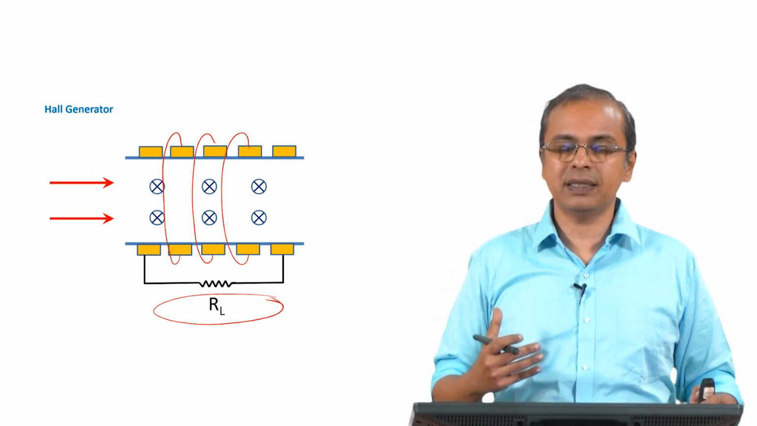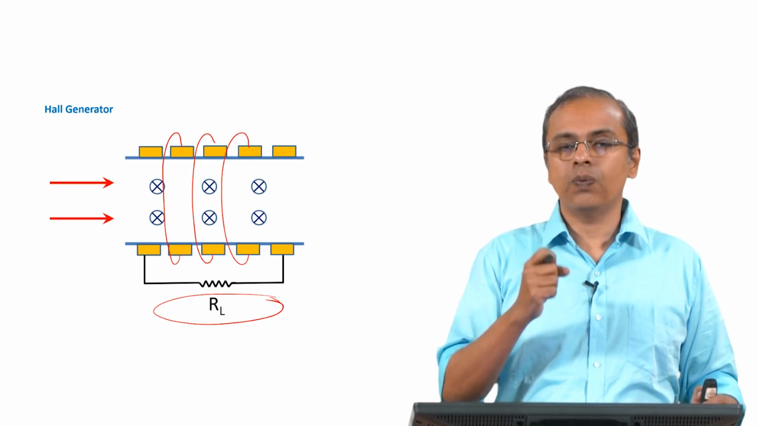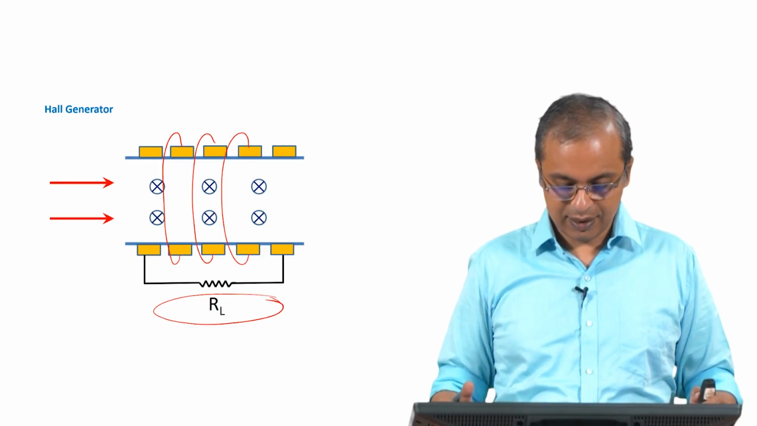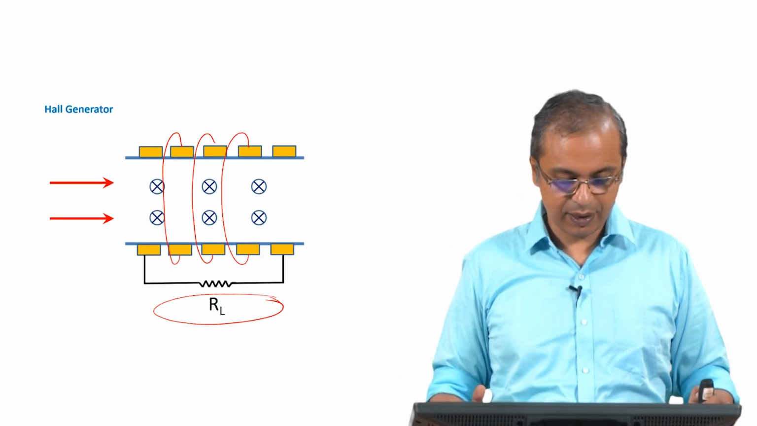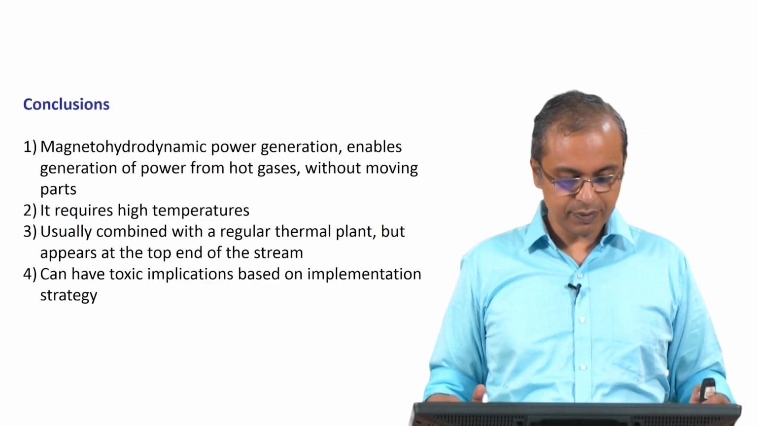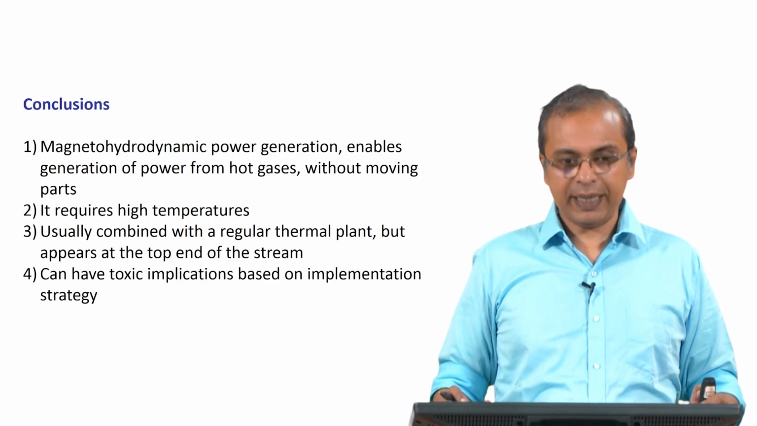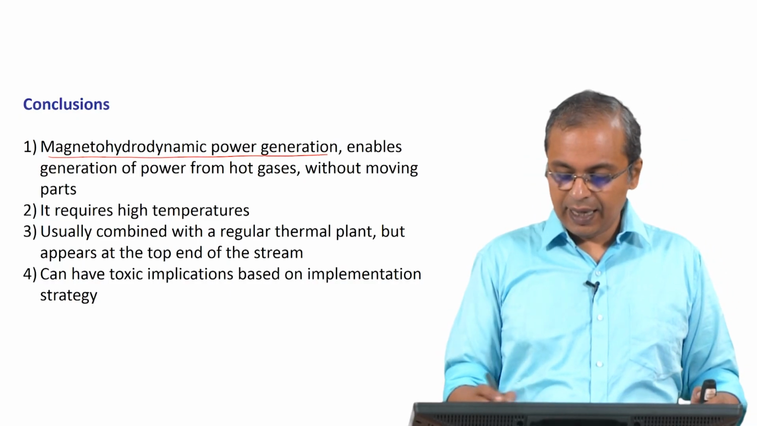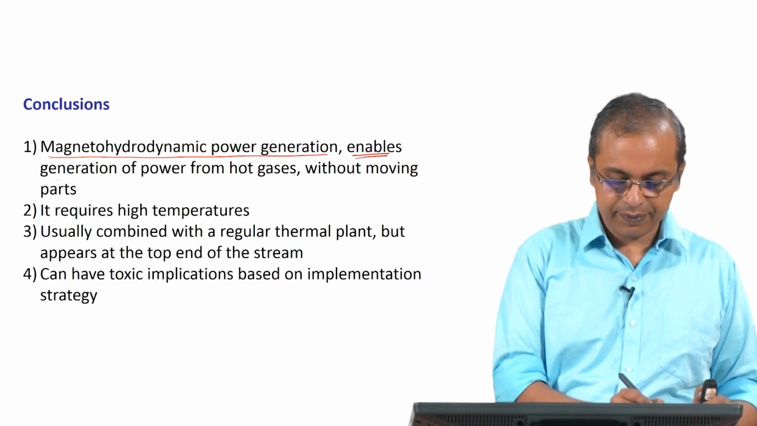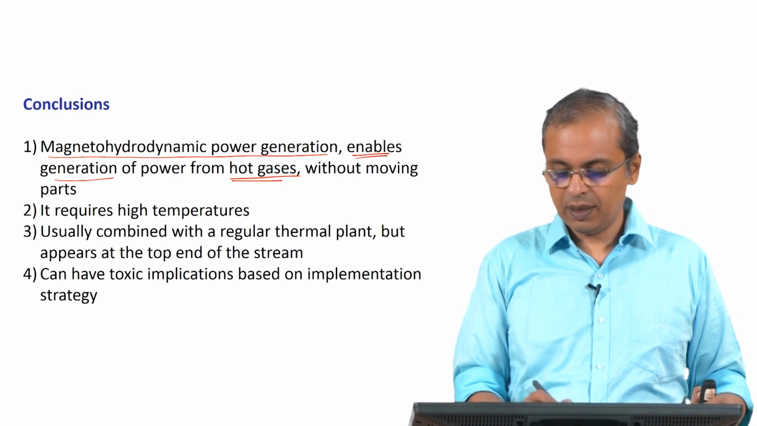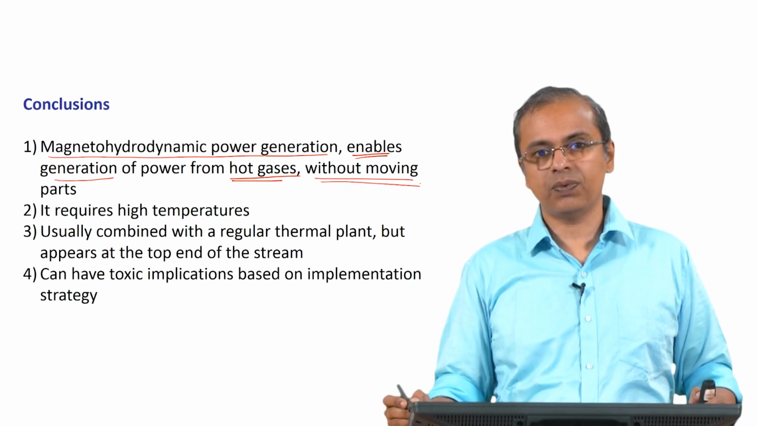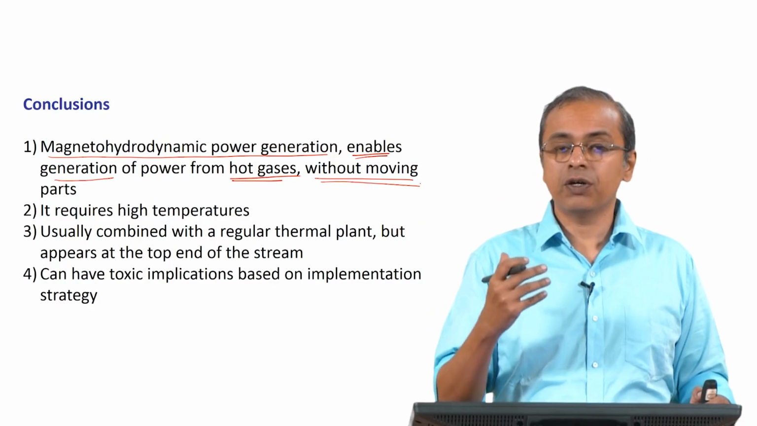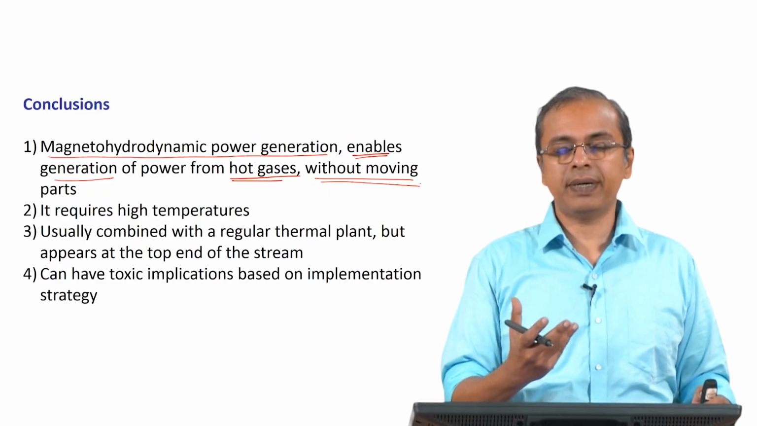So these are different configurations in which you can set up this magnetic field with this ionized stream and get it to interact with the ionized stream, and generate this electricity, and that is the manner in which the magneto-hydrodynamic generation process happens. So, to conclude our discussion on the magneto-hydrodynamic power generation process, it enables us to generate power from hot gases without moving parts. I think that is something that we have to emphasize here. Normally, in any thermal power plant, there has to be a moving part eventually.